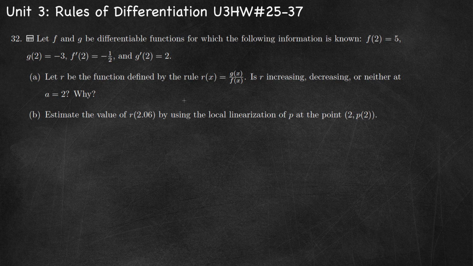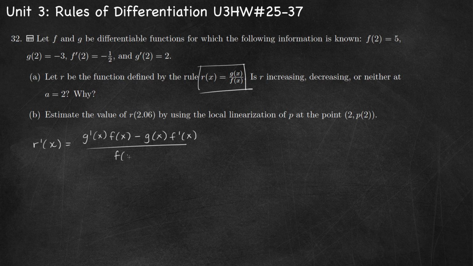So in order to answer this question, we're going to want to know if our derivative of r is positive, negative, 0, or undefined. So we'll start by finding r prime of x. So here's my rule for r of x. To find r prime of x, we're going to use the quotient rule. So the derivative of the top would be g prime x times the bottom, f of x, minus the top, g of x, times the derivative of the bottom, f prime x, over bottom squared, f of x squared.